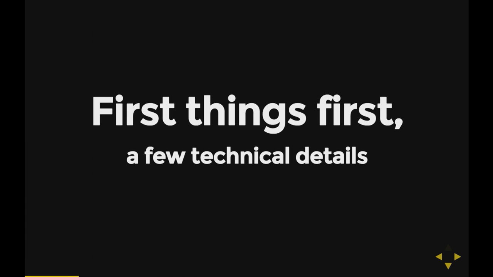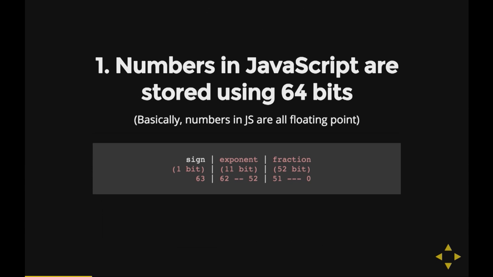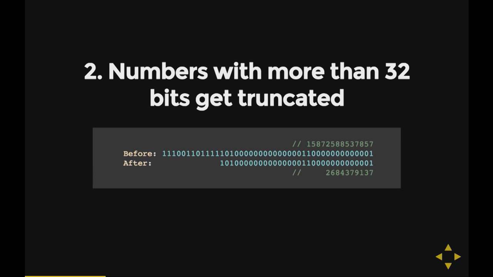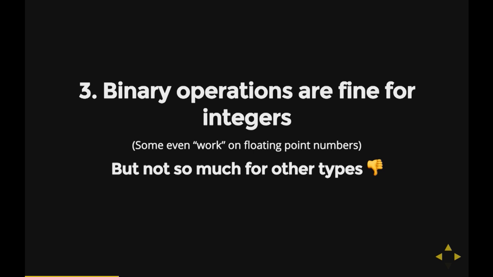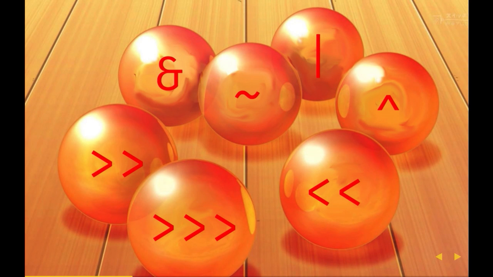First things first, a few technicalities about JavaScript numbers. Numbers in JavaScript are always floating point. There's no integer, per se. Numbers that get passed to binary operators get kept to 32 bits. And it's really cool to use binary operators on integers, but not so much for the other types, as you'll see. JavaScript has seven binary operators.